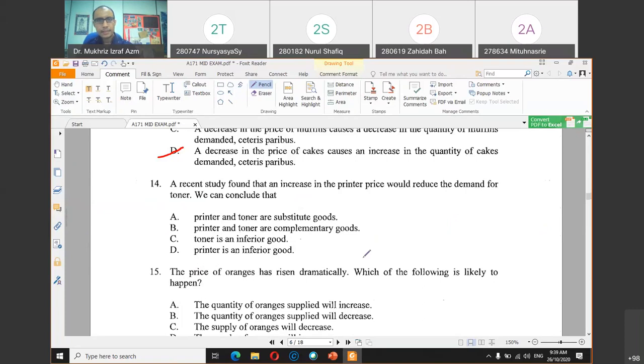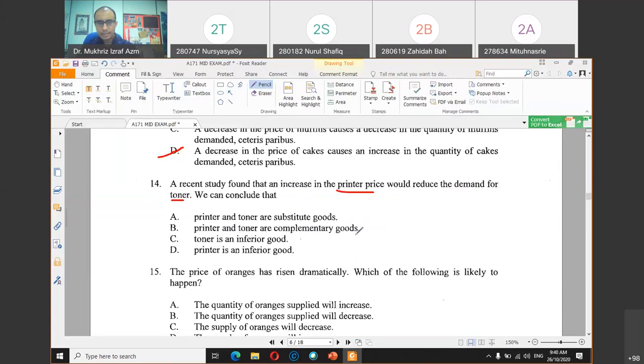Okay, the increase in the printer price will reduce the demand for toner. So you've got two commodities, printer and toner. I think you should understand, I mean, this is logical, right?